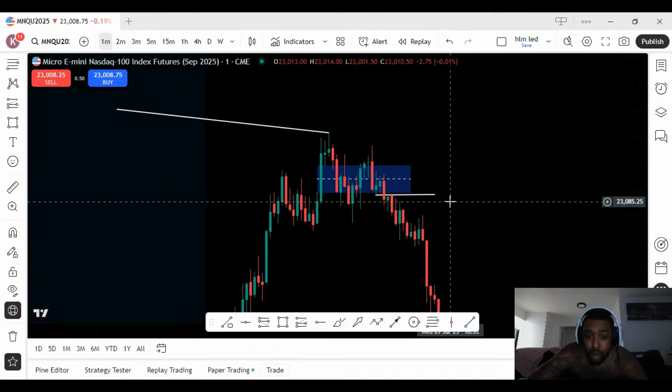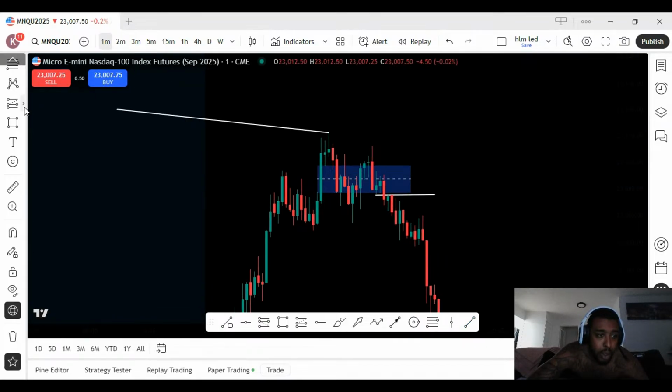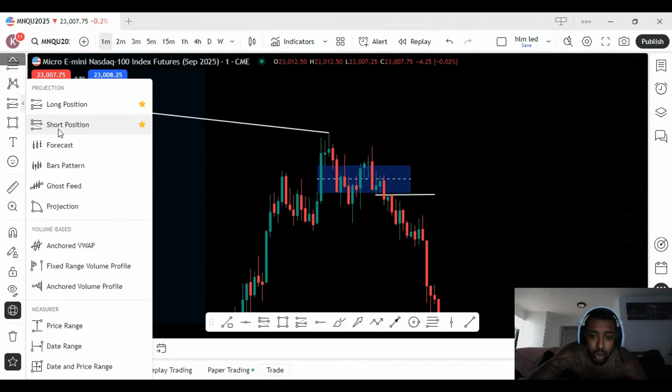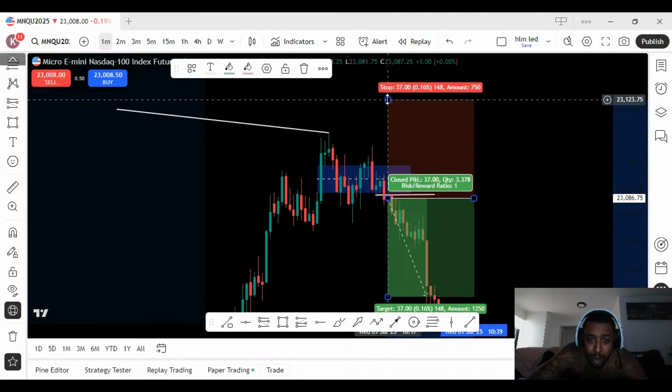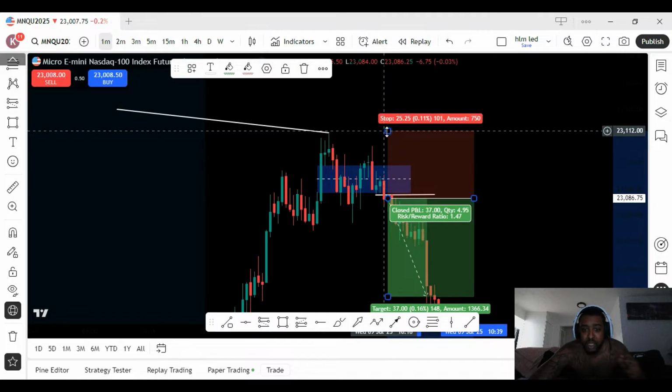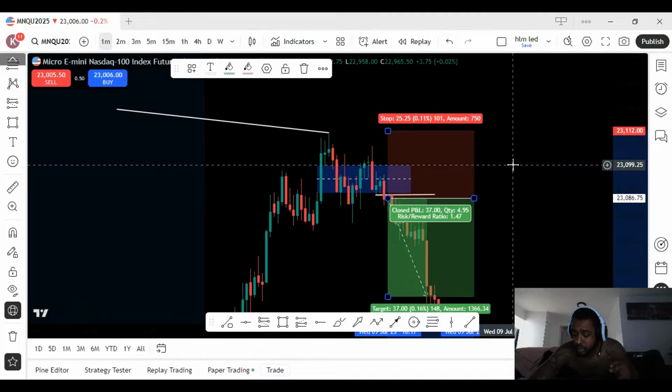So I was in, right? Now my stop loss, short, my stop loss was right here. I mean, my entry was right here. My stop loss was right here. You see right here, it says I was risking 25 points.